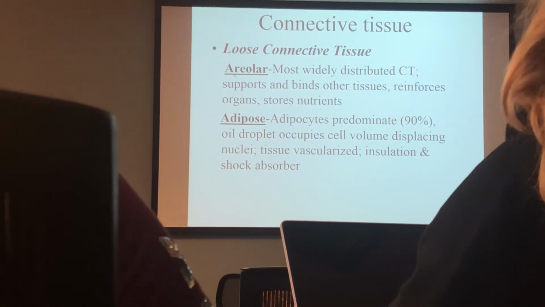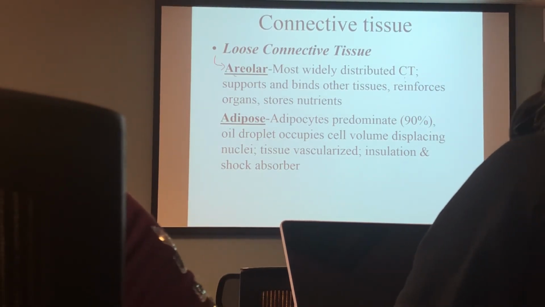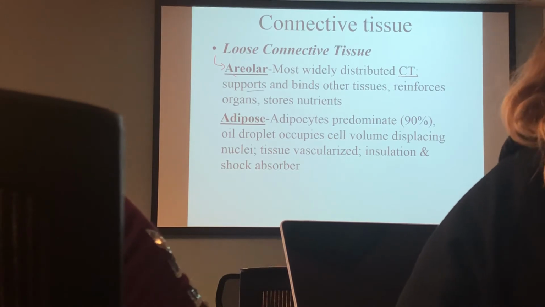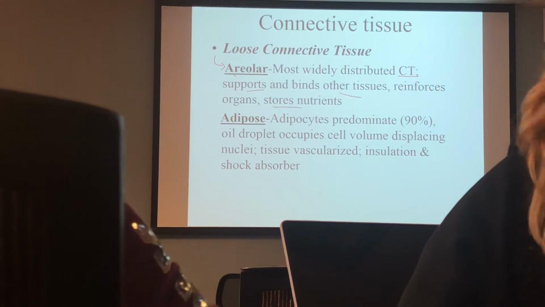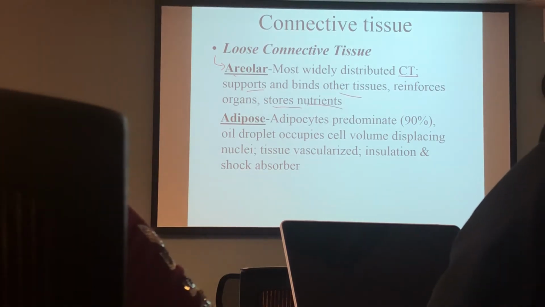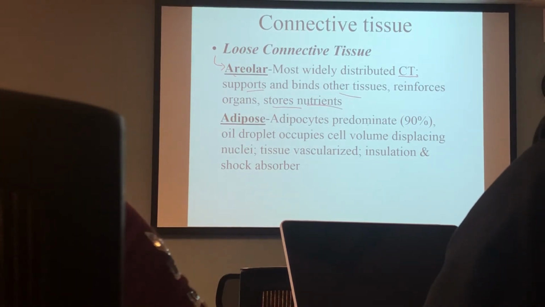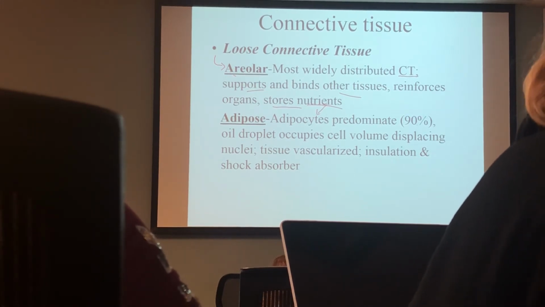So, in loose CT, guys, here are examples of loose CT. You have areolar. This is the most widely distributed of the CTs. Here are the basic functions: supports, binds tissues, reinforces, stores organs, stores nutrients, okay? Adipose, on the other hand, you have a bunch of adipocytes that predominate this tissue.